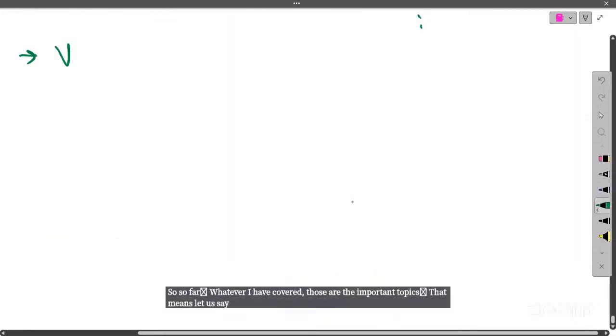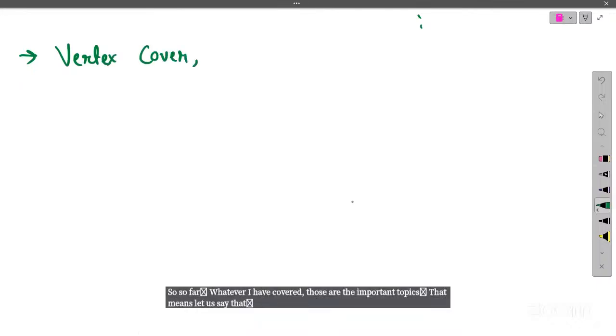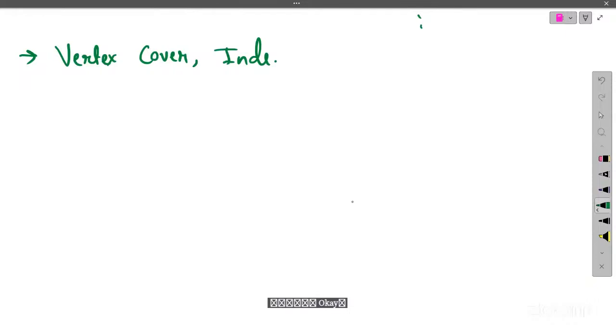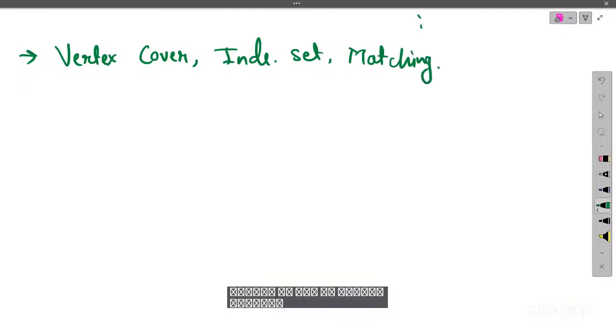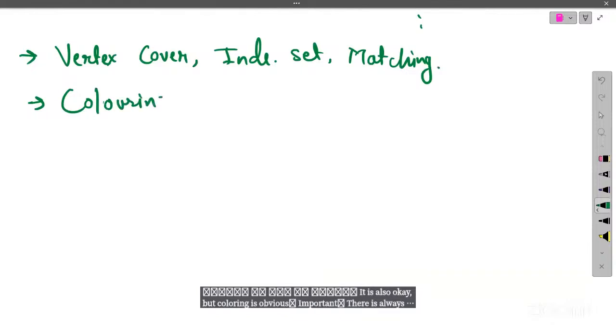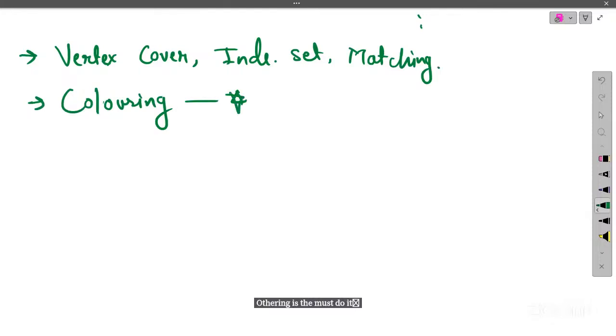So you can say vertex cover, matching, independent set. Matching is also okay, but coloring is obviously important. There is always one question on coloring. Coloring is a must topic. It's kind of easy, I don't think you need more time.